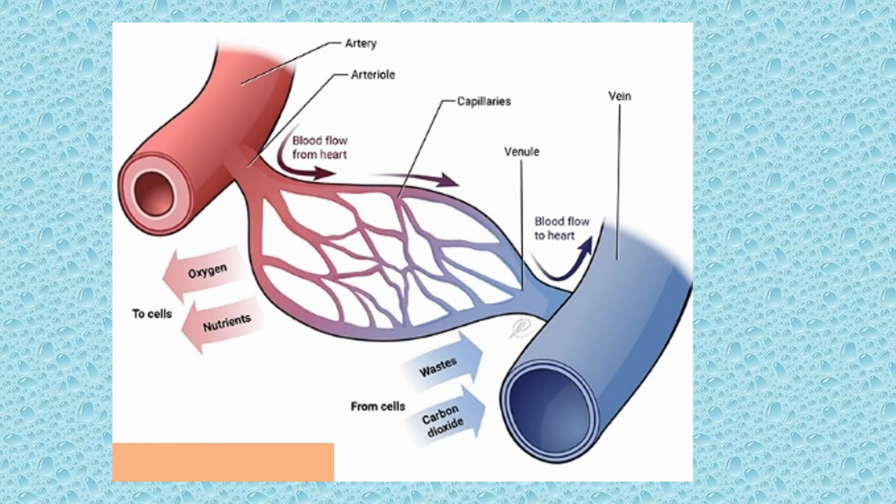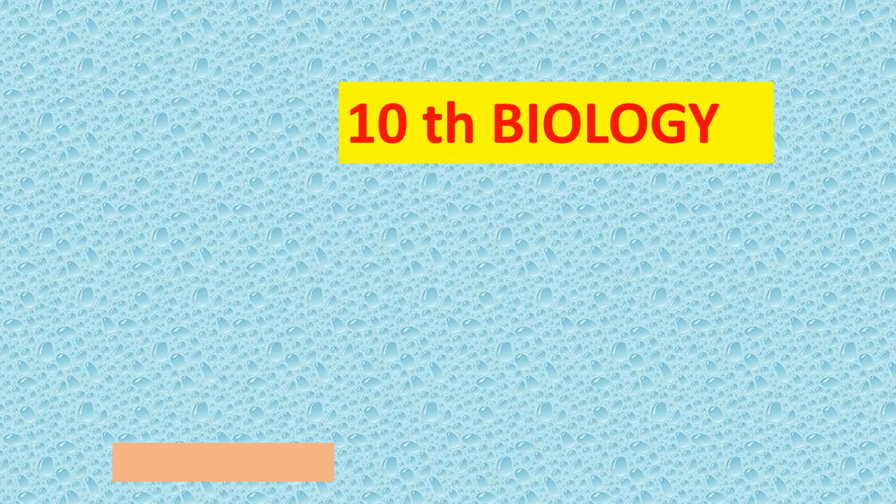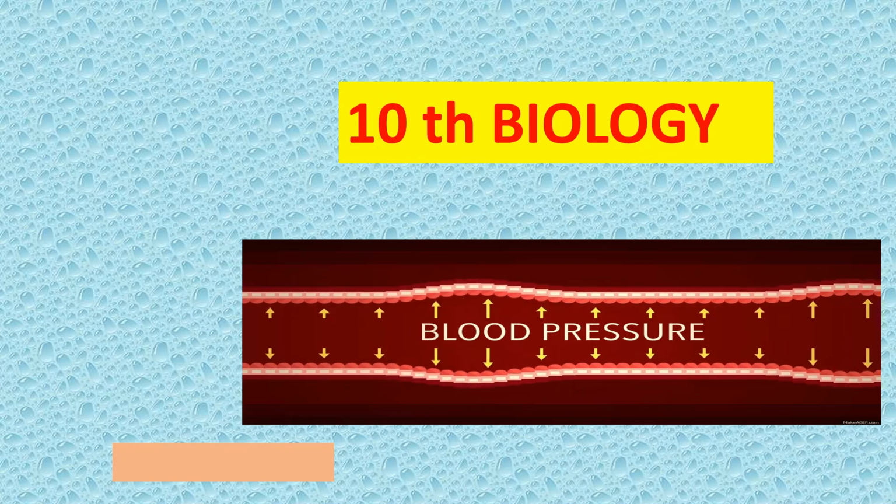Hello everyone. We are learning about the circulatory system in our body. The circulatory system is made up of a network of vessels. To flow blood in these vessels, a force is needed. So in this video, we are going to learn about blood pressure.